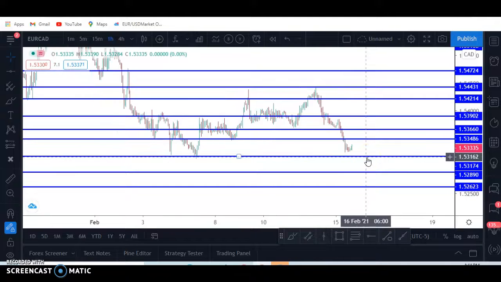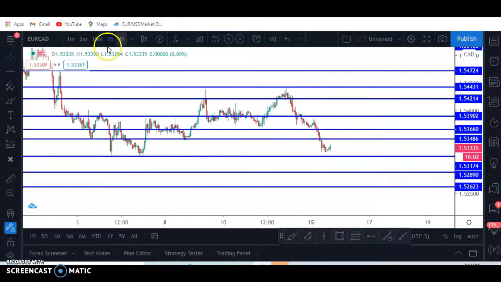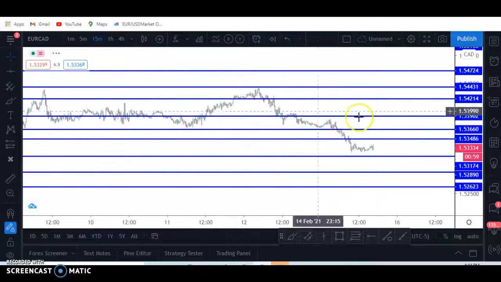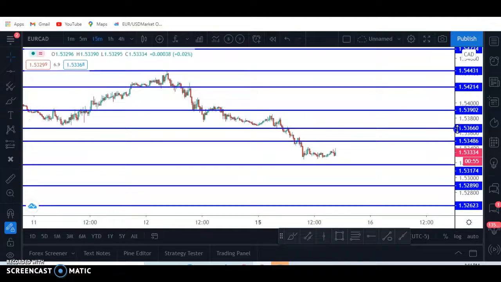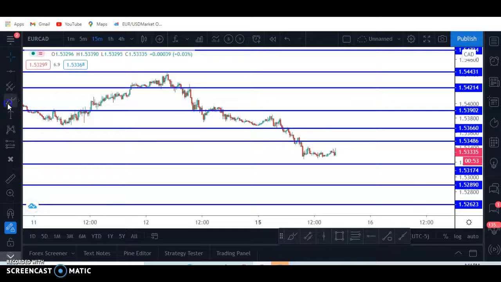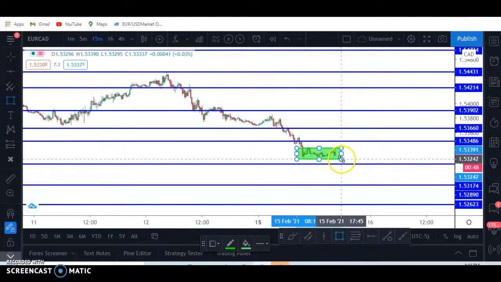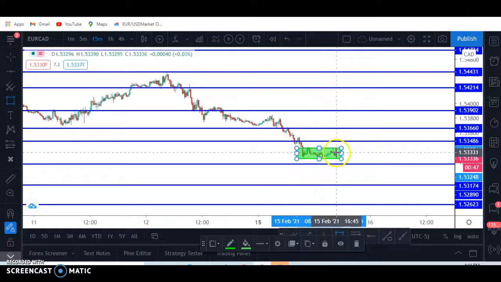Okay, so again, this is EuroCAD. We're going to go ahead and hop over to our 15-minute as well, and we're going to evaluate price action. Okay, what is price action doing on the 15-minute? So price action on the 15-minute is actually showing us some consolidation right here. Consolidation means that price is going sideways. It's not going straight down. It's not going straight up.